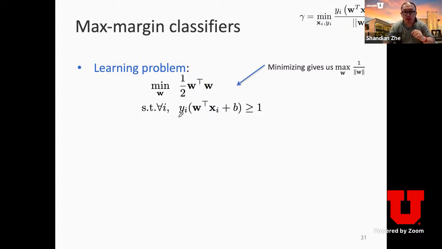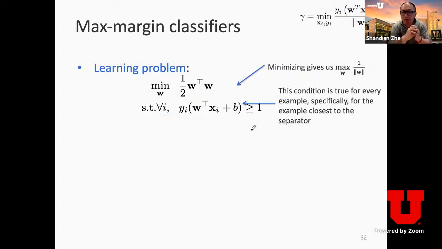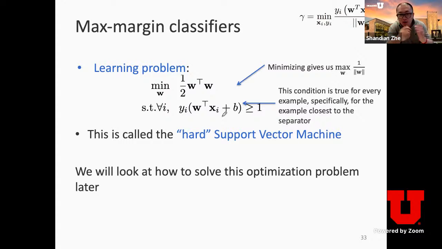Because we restrict the search space of W and B to be the set whose functional margin is 1, that means we need to put in an extra constraint, such that for every training example, this product is no less than 1. This corresponds to y_i times the prediction score being no less than 1. Because the margin is the minimum value of this, it implies that we're restricting W and B to that set whose functional margin is 1. So this is called hard support vector machine.